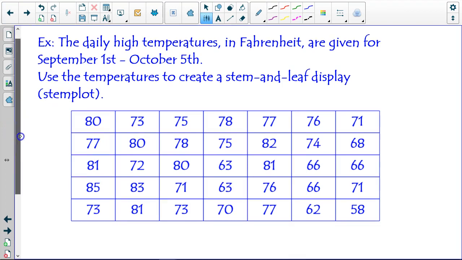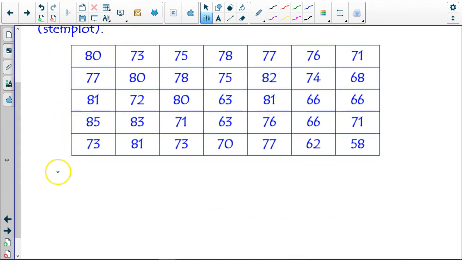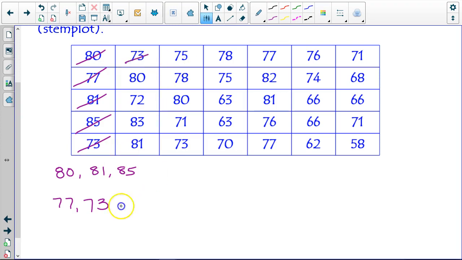All right, the next thing I would suggest doing is organizing this somehow. You know what I'm saying? So that you can get your numbers in order. So, like, I'm going to put my 80 right here and cross it out, then my 77 right here, then my 81 right here, and 85, 73. You see what I'm doing? I'm trying to organize my data so that then I can put it in the stem and leaf easier. 73, 80, 72, 83, 81. So I should have 10 values so far. 1, 2, 3, 4, 5, 6, 7, 8, 9, 10.